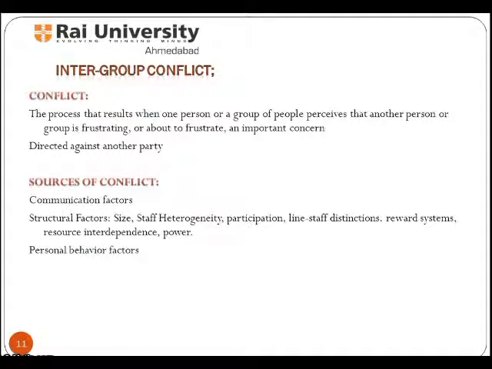Then there are reward systems. If one party obtains rewards at the expense of another party, conflict can be generated among either individuals or groups. Resource interdependence. Groups typically compete for resources in organizations, and conflicts often result. And lastly, power. If a group feels that it possesses far less power than it should, or if it believes that an excessive amount of power is held by another group, it is likely to challenge the existing order.